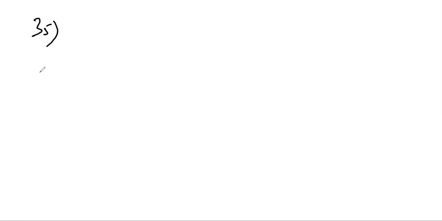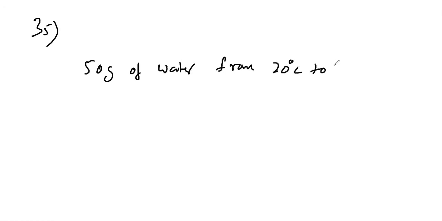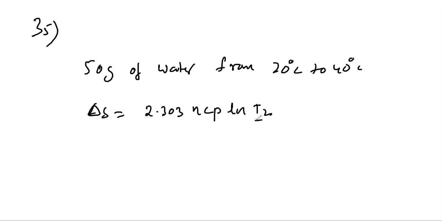Question number 35, what they are asking, you see, students. The entropy change during the heating of 50 gram of water from 20 degrees Celsius to 40 degrees Celsius is. Entropy change by heating 50 gram of water from 20 degrees Celsius to 40 degrees Celsius. So delta S is equal to, the formula is change in entropy delta S is equal to 2.303 nCp ln T2 by T1.